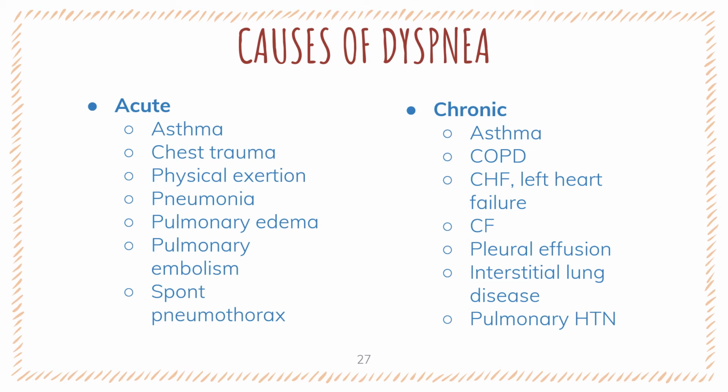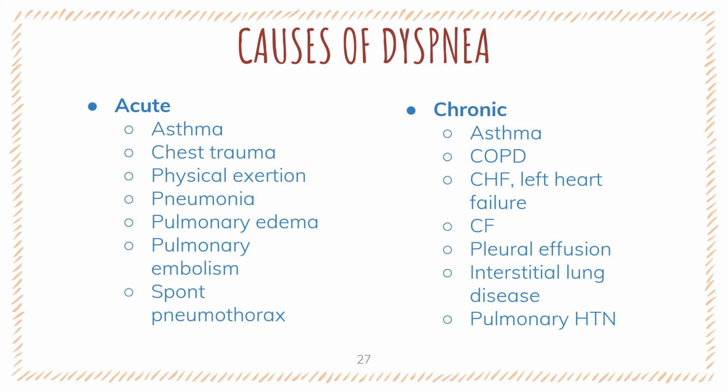All right, so then we have acute and chronic. So be familiar with which category. Asthma can be both. They can have an exacerbation, so basically they have asthma, they're chronically short of breath, but certain things can make it worse, like an infection or an exposure. Chest trauma is obviously acute, as are physical exertion, pneumonia, infection, pulmonary edema, a blood clot, and spontaneous pneumothorax. On the right side there you have, again, asthma.